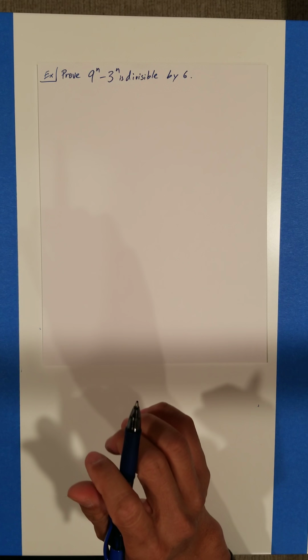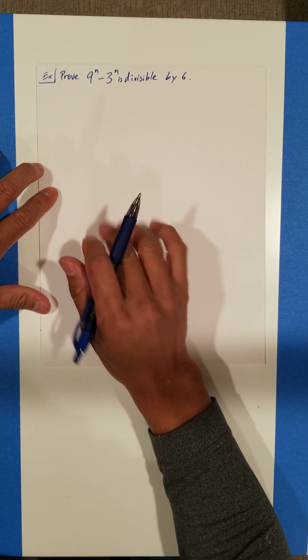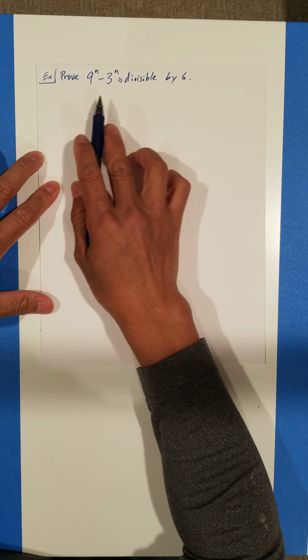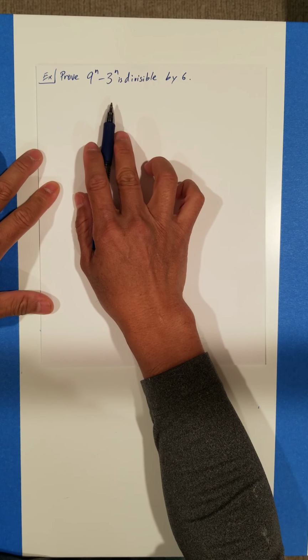Chapter 9, Section 4. Here's another example of math induction. Using math induction, this is the more advanced problem that you might see. Using math induction, prove that 9 to the n minus 3 to the n will always be divisible by 6. It's a really strong, powerful statement if you think about it.